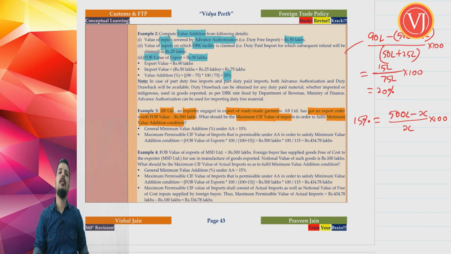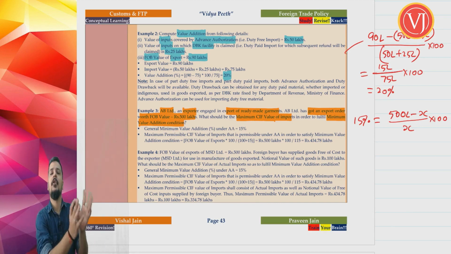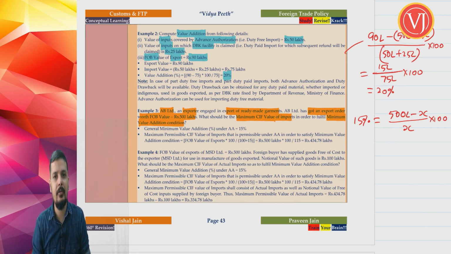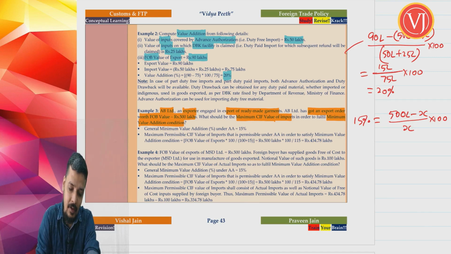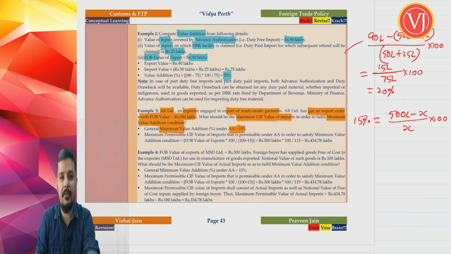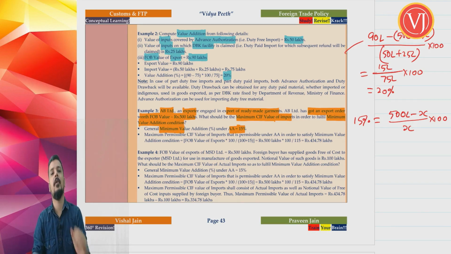Now in the first question they said calculate the FOB value of export. In the second question they said calculate validation. In the third question they are telling in a reverse way. You have your export order value. So you know the FOB value of export, and you know the minimum validation that should be achieved in advance authorization. That will not be given in the question. You should know that the minimum validation required in advance authorization is 15%. So you know that minimum 15% you have to reach. You know your export value, you are required to calculate your import value.